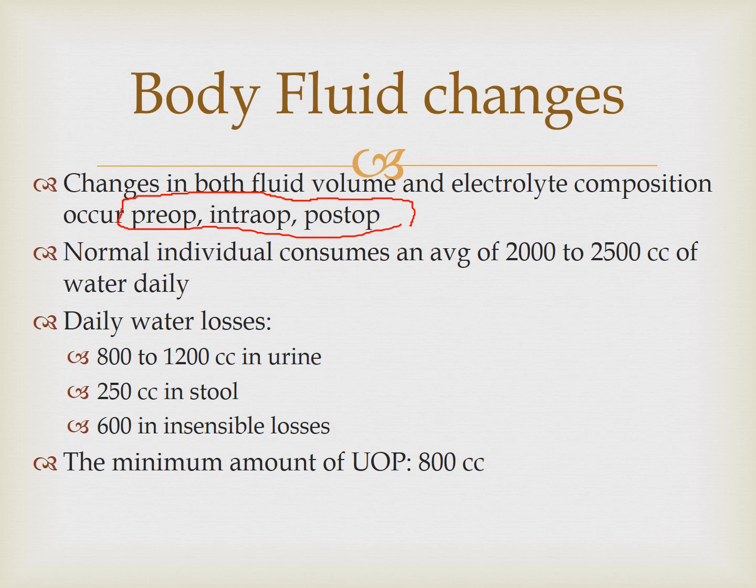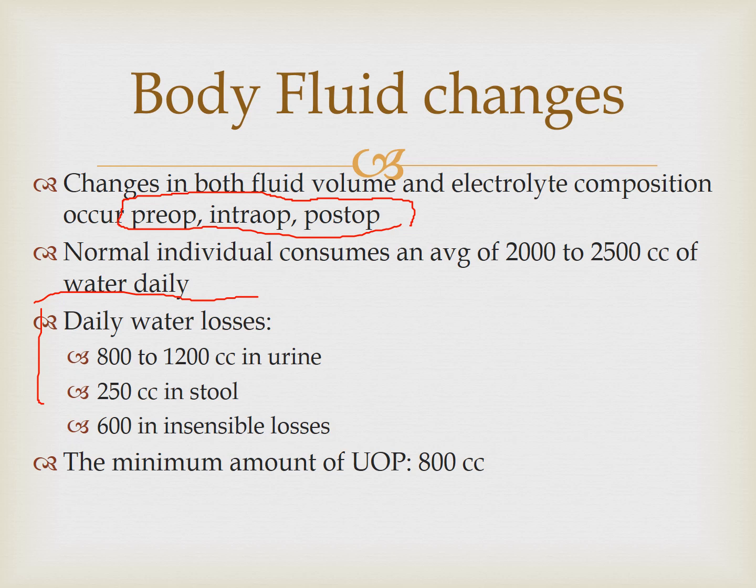So you have to consider that as well, and how much resuscitation you need to do intra-op and post-op. Some of the numbers that you should know: daily water losses. 800 to 1200 cc in urine, you lose 250 cc in stool, and 600 in insensible losses. Of the insensible losses, skin has about 75% and lungs about 25%, and that can also increase in fever, hypermetabolism, and hyperventilation.